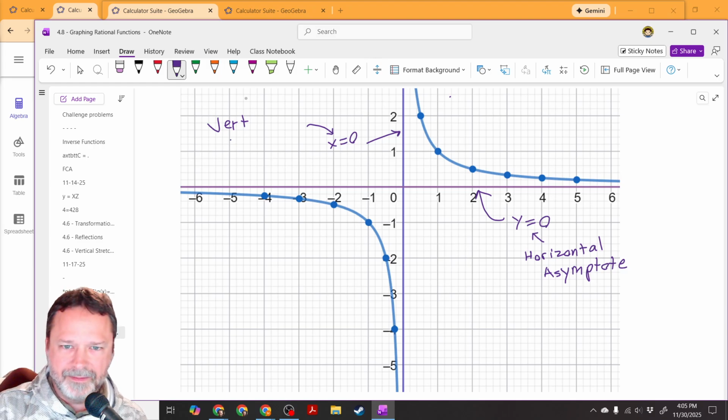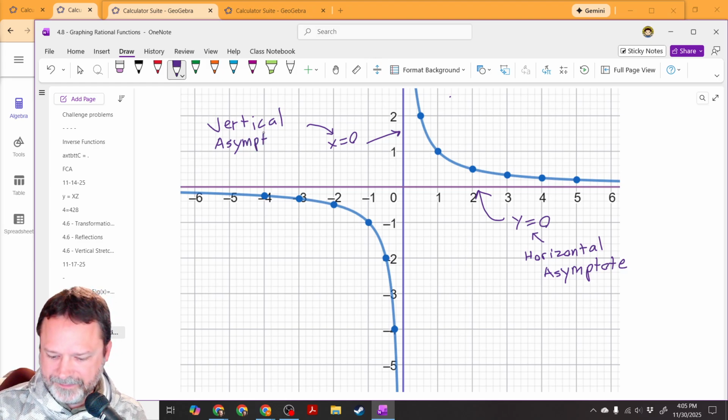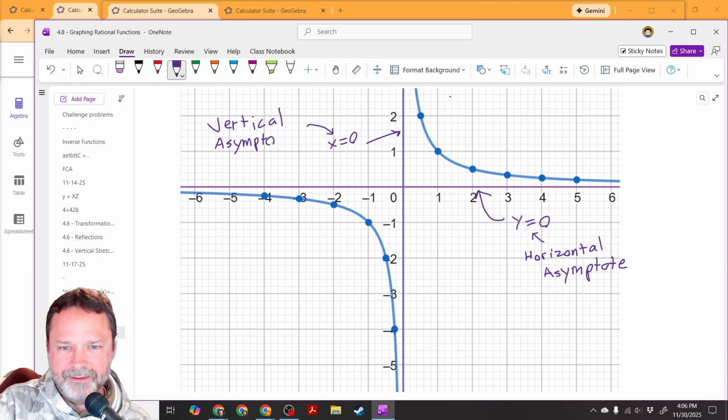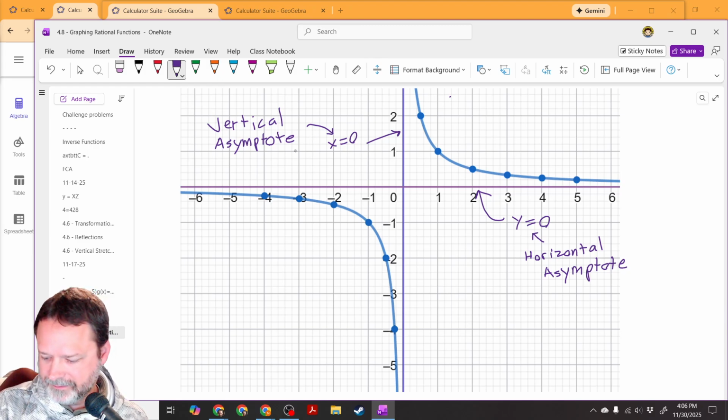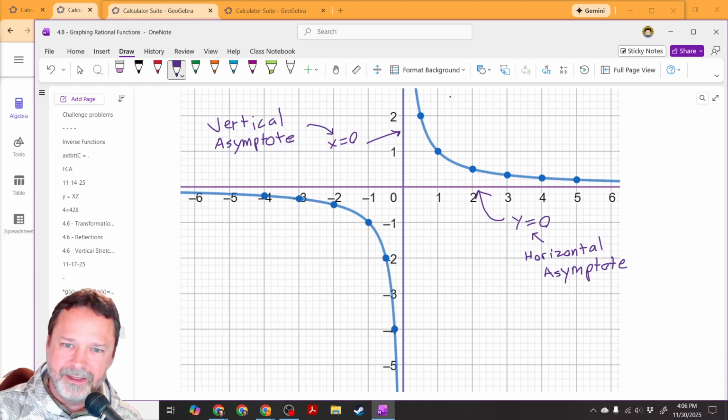Oh, let me see here. Can I write straight? Vertical asymptote. I'll get there eventually. Okay. Yeah, I'm doing it wrong. Okay, anyway, there's our vertical asymptote.